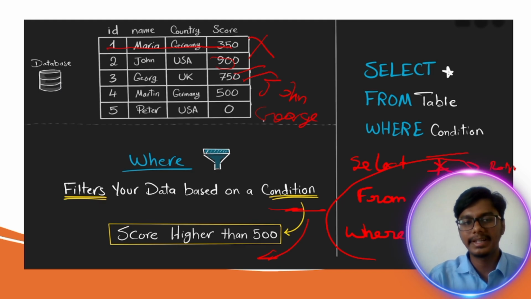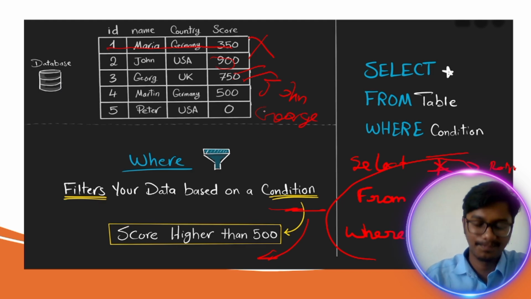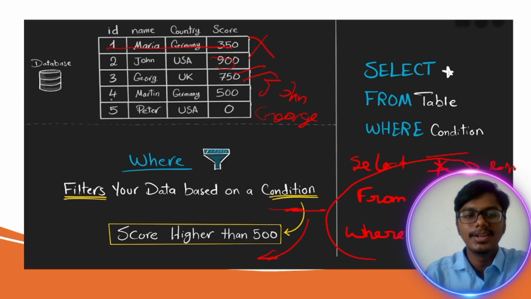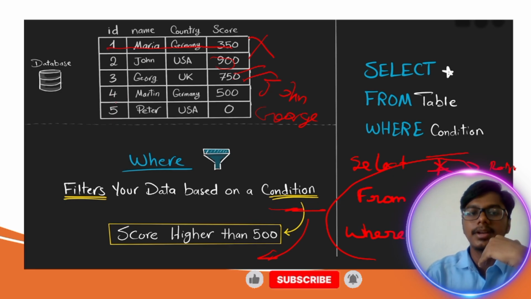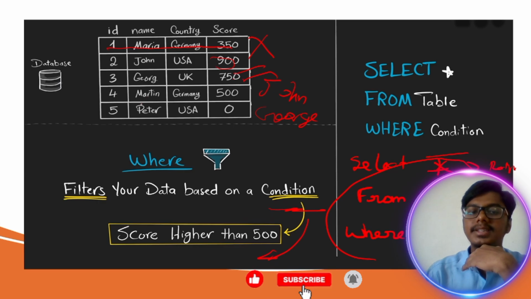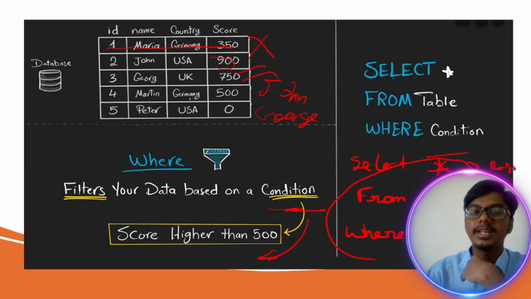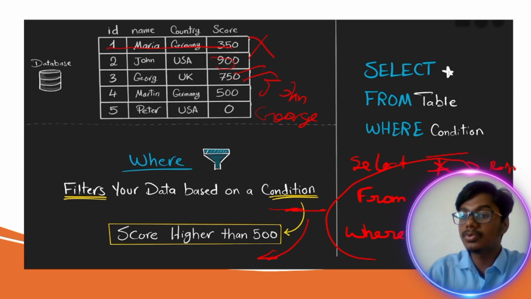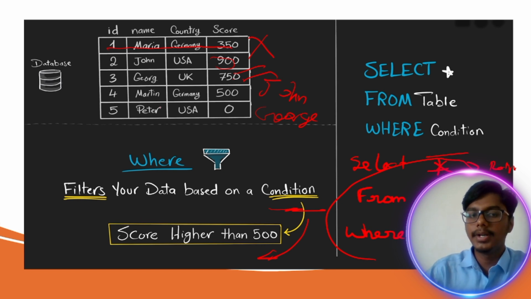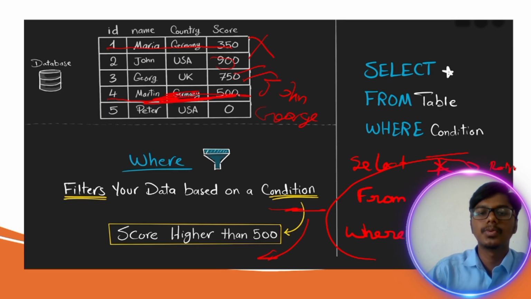Don't worry about my handwriting, I try to improve it. Again the query language doesn't stop. It gets the fourth row, Martin from Germany, and checks whether the score is greater than 500. No, we are given the condition that the score is greater than 500. I just mentioned greater than 500, not greater than or equal to. So I don't need this row, I just omit it.